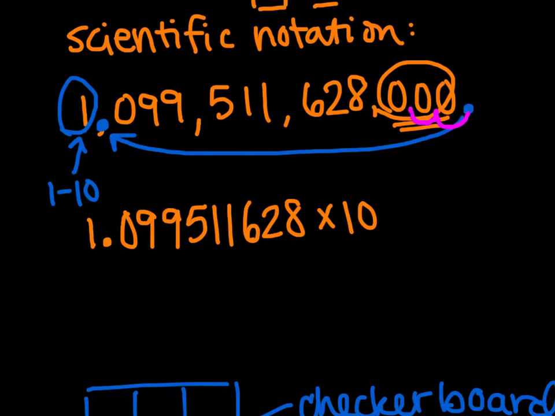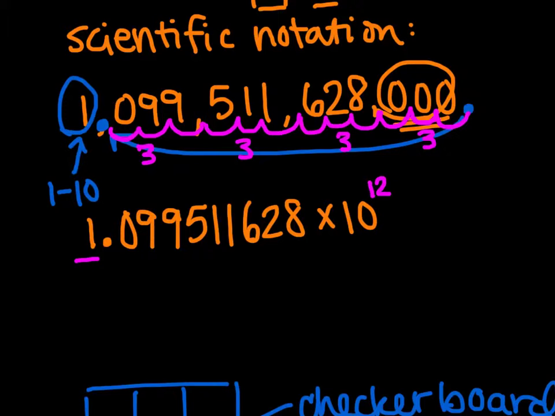So we are moving this decimal point 3, another 3, so 6, another 3, 9, and another 3, 12. So 12 total spaces. So essentially, if I were to take this 1.099511628 and multiply it 12 times, I would get this 1 trillion number. And that is scientific notation.